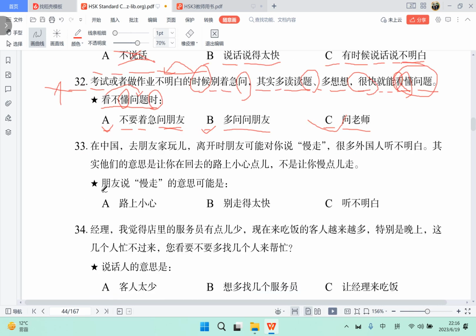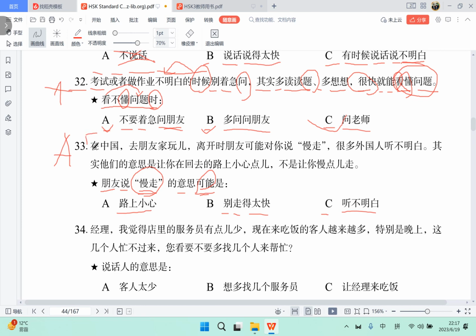Okay, and 33 朋友说慢走的意思可能是, so when your friend says 慢走, it possibly means 路上小心, be careful on the way back home. 别走得太快, don't walk too fast. And 听不明白, can't understand. So this is something about common sense of the Chinese language, or we say a cultural point. We use this word when we say goodbye to someone. So normally it just means you should be careful when you go back home or go to other places. So this one choose A, but if you don't know this before, you have to go through the conversation.